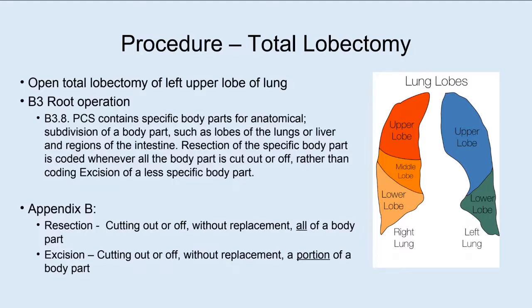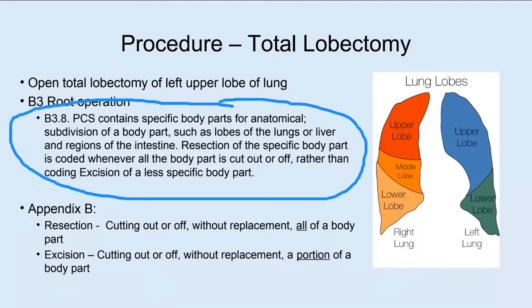Okay, the lobectomy, we're going to do the open procedure next, the total lobectomy. Open total lobectomy of the left upper lobe of the lung. Now, there are some important guidelines for this. So let's look at this one first. It says PCS contains specific body parts for anatomical subdivisions of a body part, such as lobes of the lung or liver and regions of the intestine.